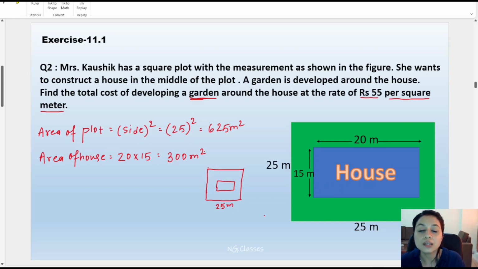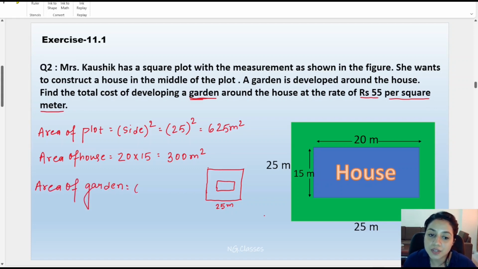Now we have to find the area of the garden. So to find the area of the garden, we will take the total area, that means area of the square plot, and from that if we take out or exclude the area of the house, then we will be left with the area of the garden, right? Let's do it. So area of garden will be total area, that means 625, minus area of the house. That will give 325 meter square.